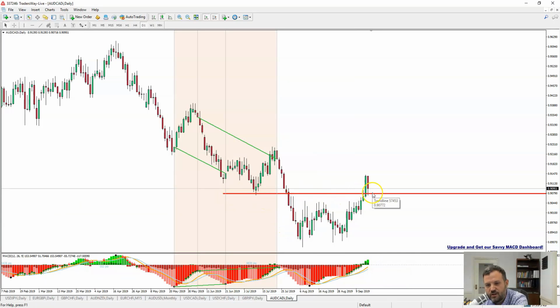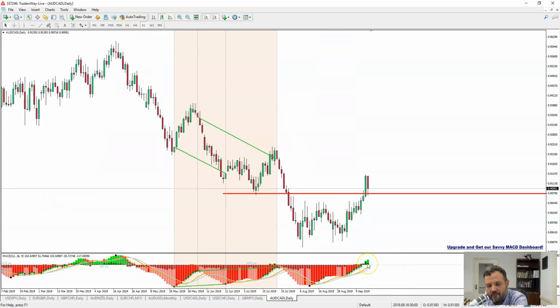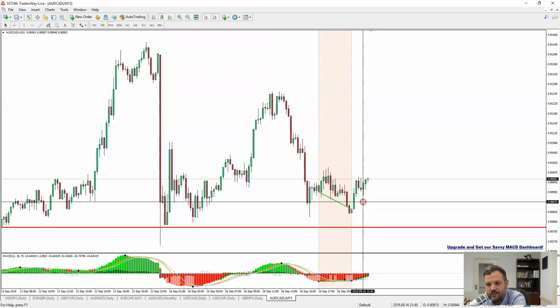We've just broken this support level. Now we're retesting. And so if we get another crossover to the upside on the 15-minute, and then also a crossover here on the daily, now we have multiple time frame confirmation, and we can go ahead and take this trade, and we can get a little tighter stop.